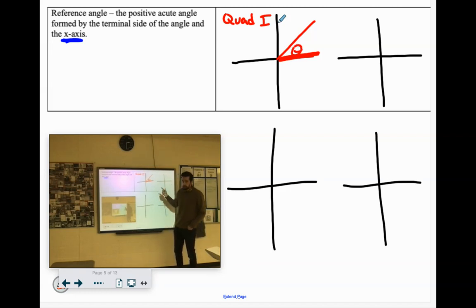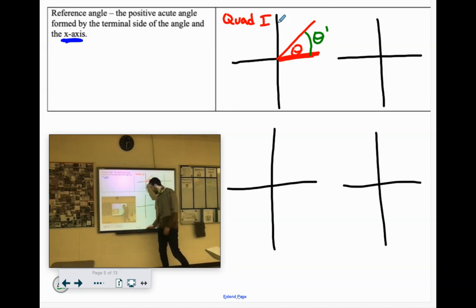Now, the reference angle is the same thing because the reference angle is formed by the terminal side and the x-axis, but it has to be the acute version. So you can't start with the terminal side and then end up on the left side of the x-axis. It just goes to the closest part of the x-axis. So I'm going to write theta prime there as well, because we're going to get some formulas going for these.